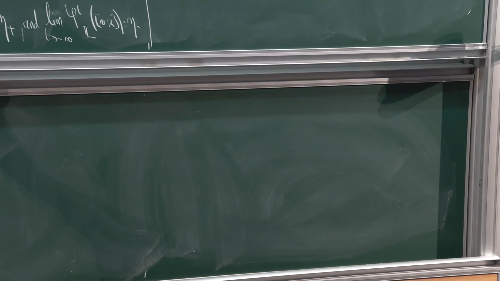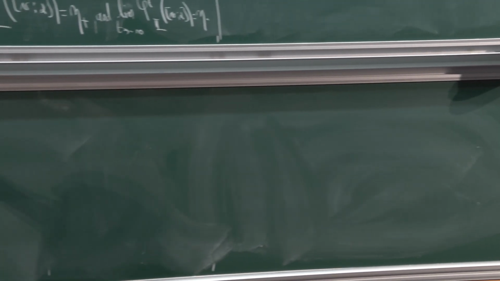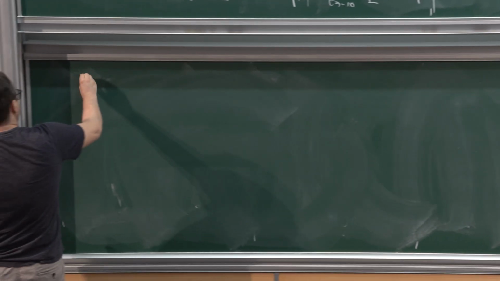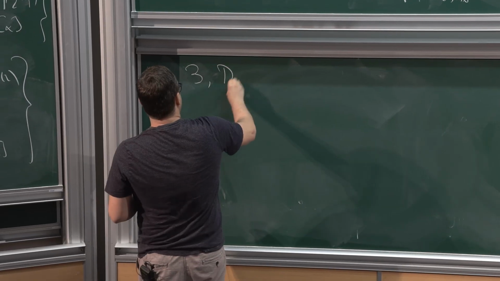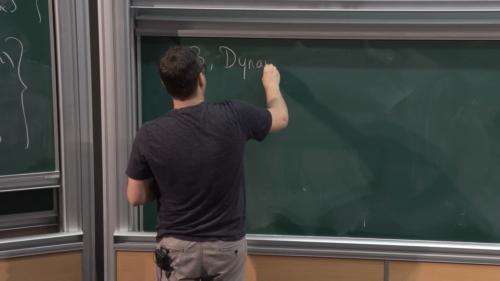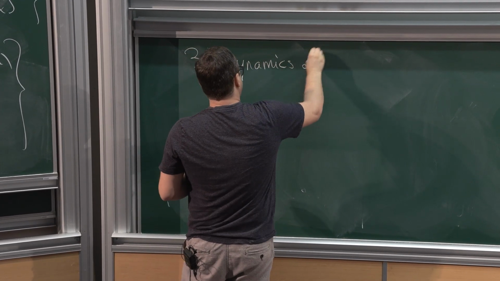Okay, so that's the end of the second part, which was proving this proper discontinuity. Now we can move to the third part, which is the dynamics of the quotient flow.